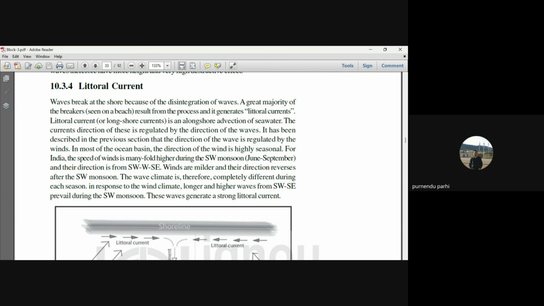In most of the oceanic basins, the direction of the wind is highly seasonal. For India, the speed of wind is manifold higher during the southwest monsoon, and the direction is from southwest, west, and southeast. Winds are milder and the direction reverses after the southwest monsoon. The wave climate is therefore completely different during each season. In response to the wind climate, longer and higher waves from southwest to southeast prevail during the southwest monsoon. These waves generate a strong littoral current.